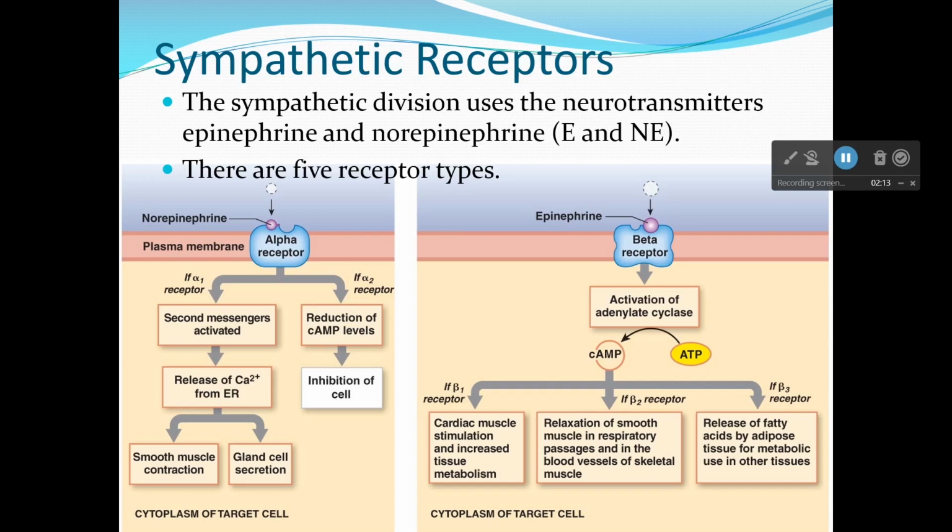Now, on the beta receptors, there's 3 types here. There's beta 1, beta 2, and beta 3. The mechanism is a little different. Here, it's a cyclic AMP direct mechanism. So when epi or norepi binds to this beta receptor, that activates adenylyl cyclase, which turns AMP into cyclic AMP. Now, what happens next is dependent on which receptor type. If it's a beta 1 receptor, that's stimulatory. We find beta 1 receptors on the heart, and their activation causes the heart to beat faster and more vigorously.